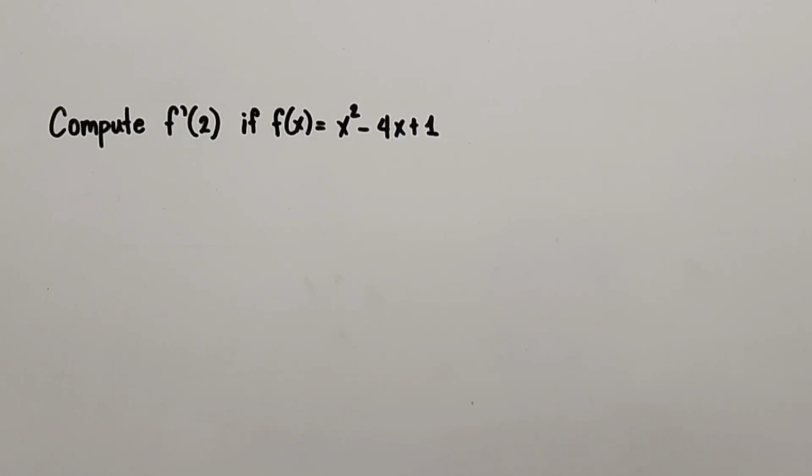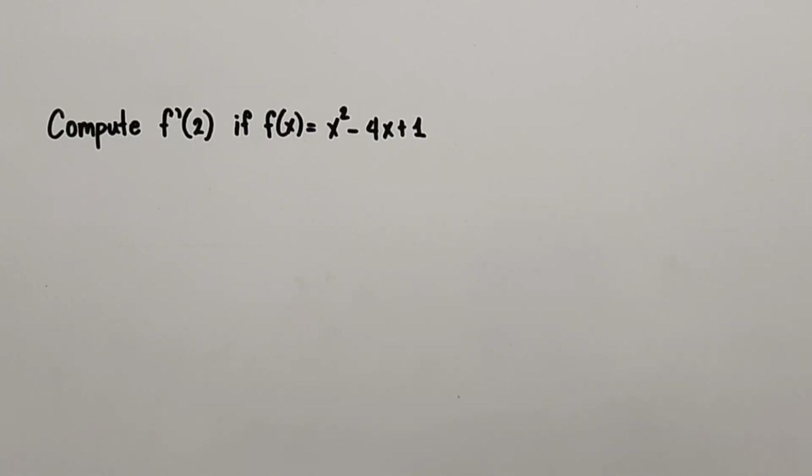Instead of using the long process of the alternative definition of the derivative, we can simply use the applicable rules directly. For instance, in this function f, for us to get the first derivative of the function at number 2, we have to differentiate first the function using the constant rule, power rule, the constant multiple rule, as well as the addition and subtraction rules.